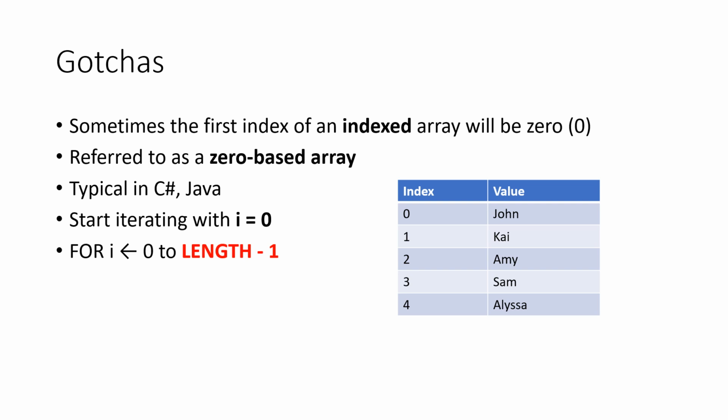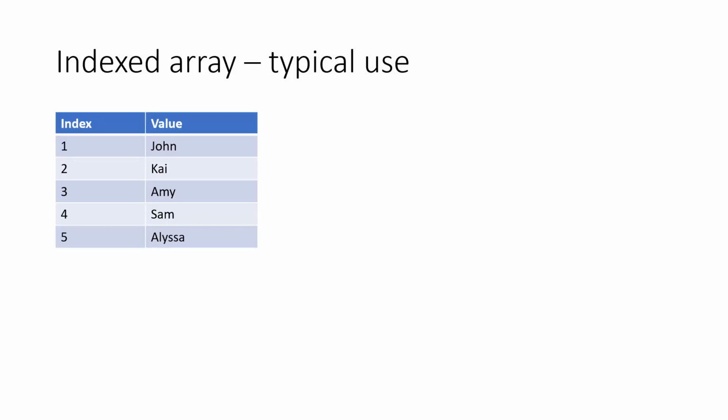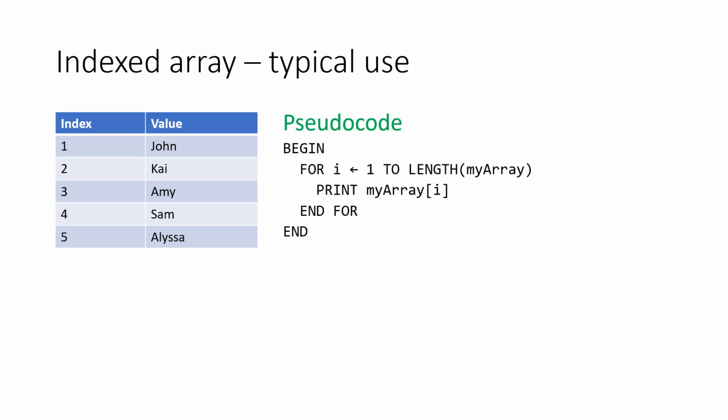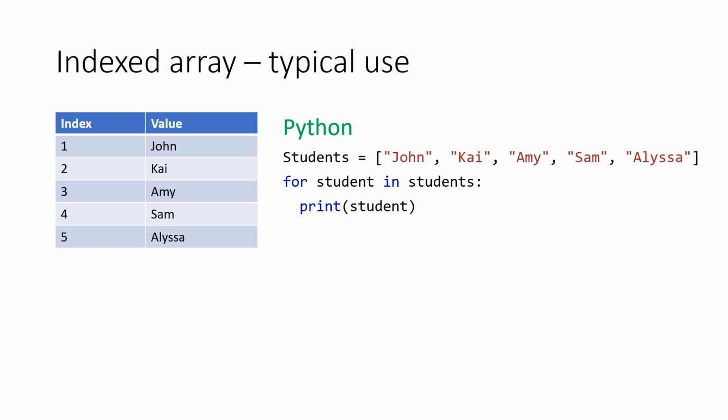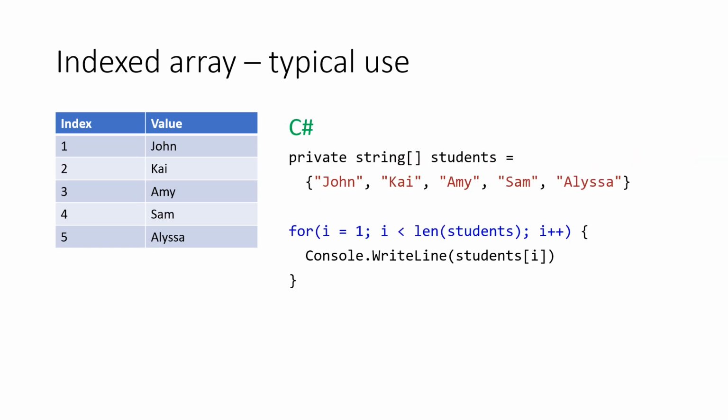Look at the example. We have 5 elements. If we iterate from 0 to 5, we're going to end up having a runtime error. So you must use length -1. Here is a typical program for iterating through an indexed array. We're just taking the value. Here it is in Python. Here it is in C#. You'll notice that the for loop is a bit awkward. There is another construct called for each, which makes it a little bit easier.